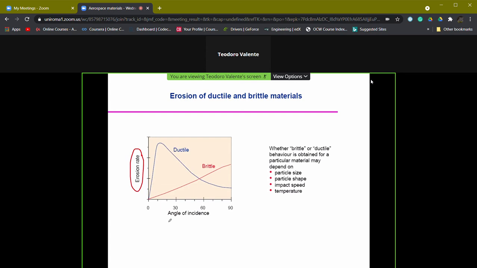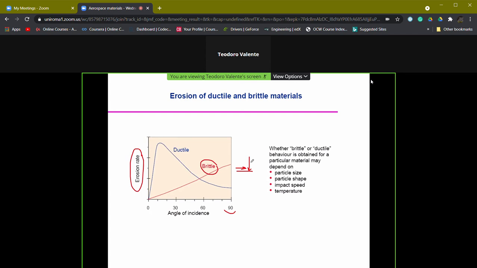We see that if we have a brittle material, that is a material with low capacity to absorb energy by impact, low values of fracture toughness, and we increase the angle of incidence from 0 to the maximum value, that is 90 degrees, so 0 should be this one and 90 degrees should be this one, we see that starting from 0 in terms of erosion rate at 0 angle of incidence, we have a maximum when we reach 90 degrees.